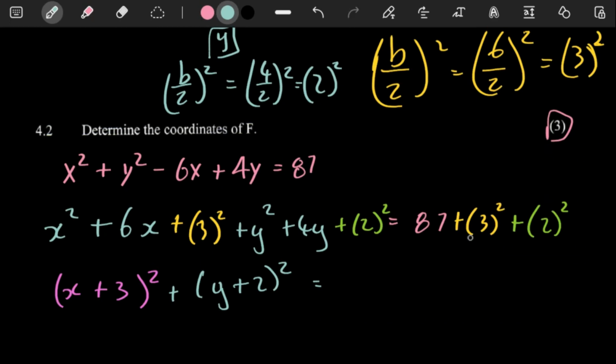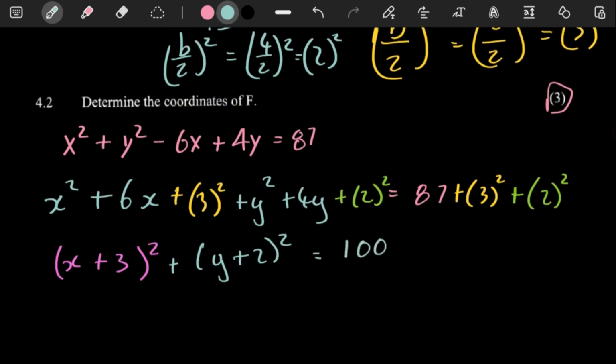Let's see, in the calculator, 9 plus 4. What is 9 plus 4? 9 plus 4 is like 13. 13 plus 87 is like 100.